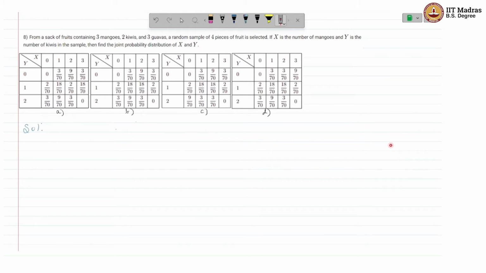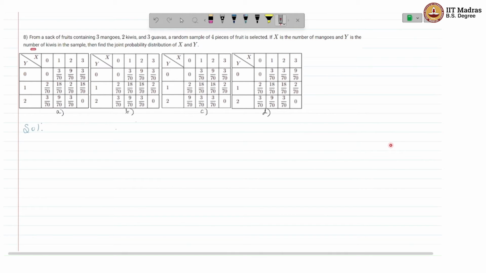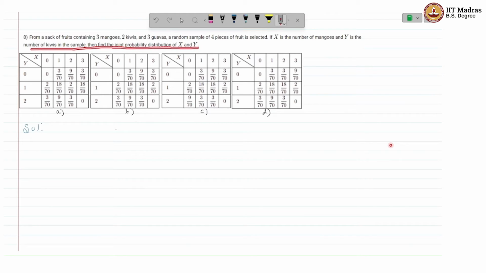Now coming on question number 8. Question number 8 says that from a sack of fruits containing 3 mangoes, 2 kiwis and 3 guavas, a random sample of 4 pieces of fruit is selected. If x is the number of mangoes and y is the number of kiwis in the sample, then find the joint probability distribution of x and y. And we are given 4 options for the joint distribution table of x and y. So what should be the approach?